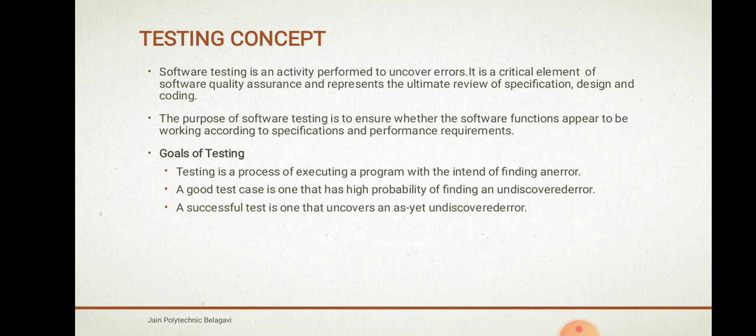The goal of testing here is the process of executing the program with the intent of finding errors. Now the main aim of testing is to find the error. A good test case is one that has a high probability of finding an undiscovered error. You will call a test case a good test case only when you find an error which is very difficult to find. So if you are able to find that error using that test case, that is called a good test case. A successful test is one that uncovers an as yet undiscovered error.